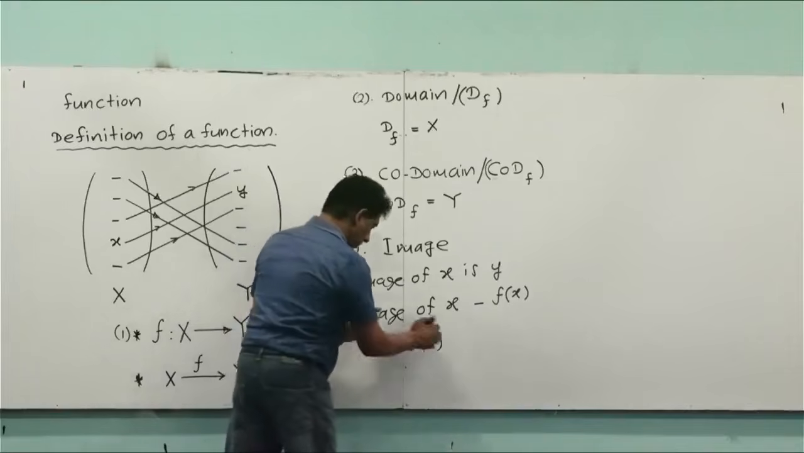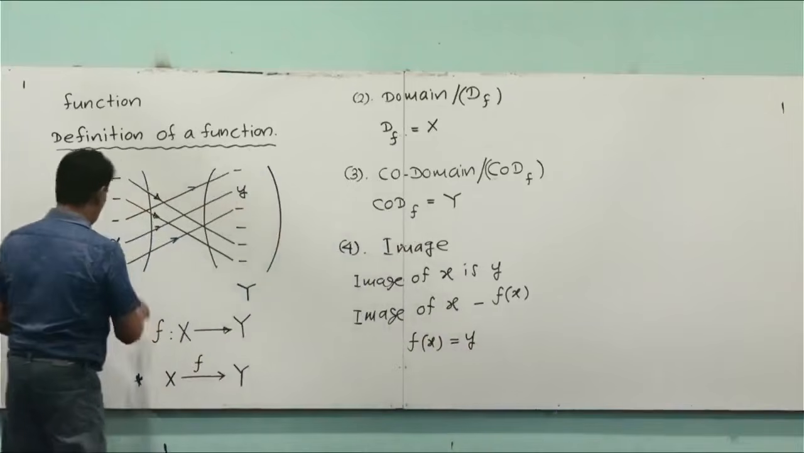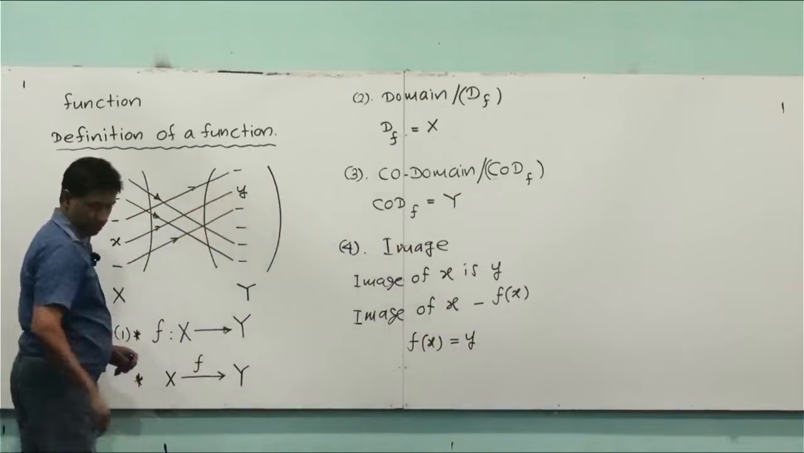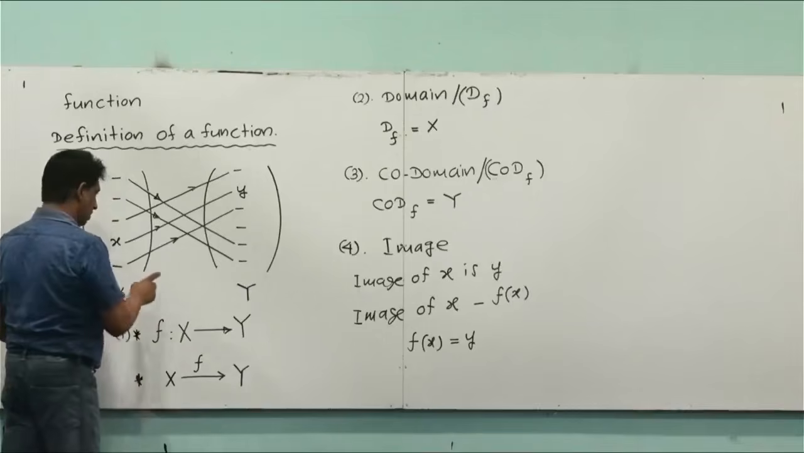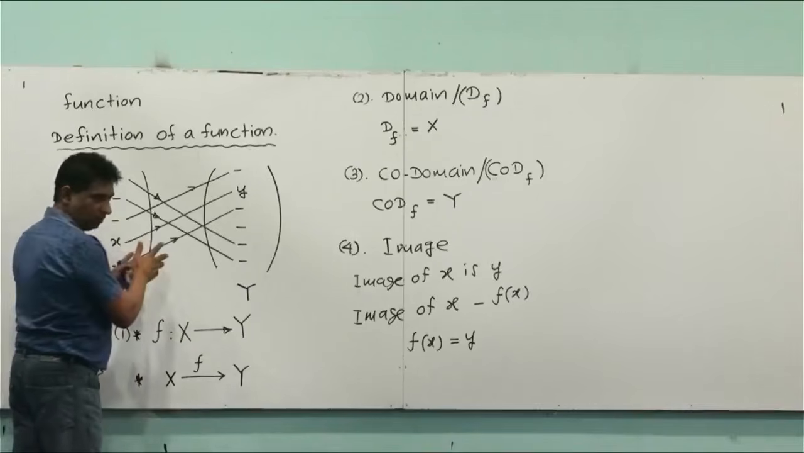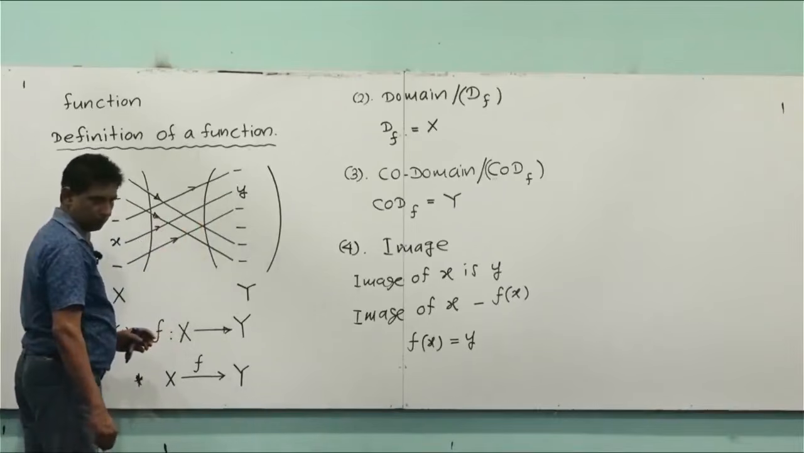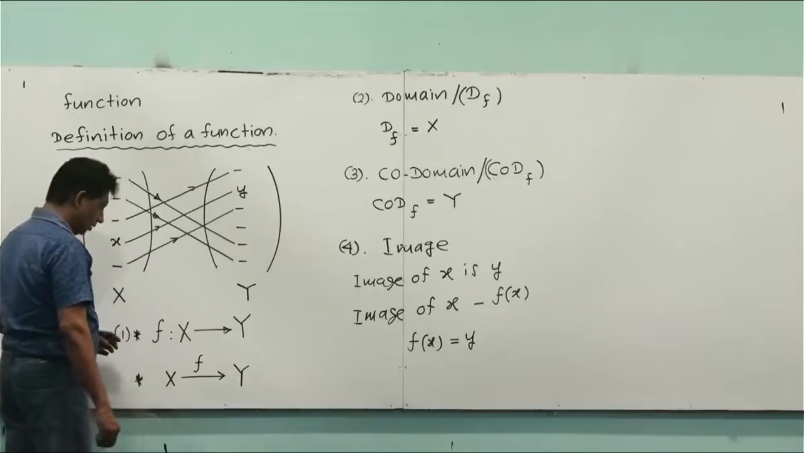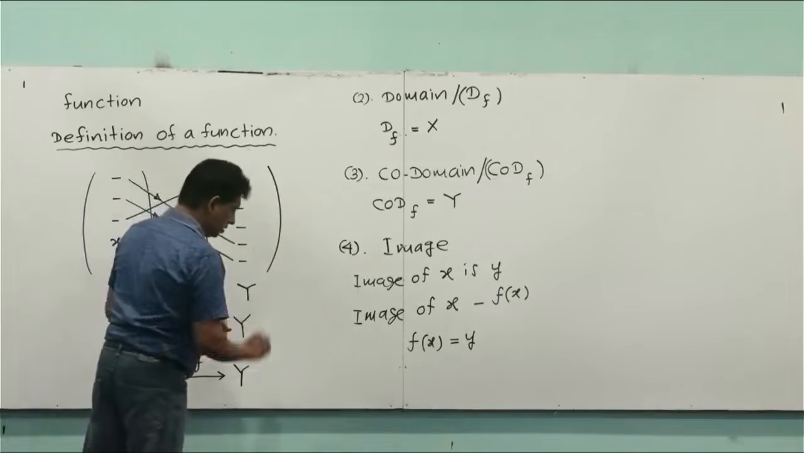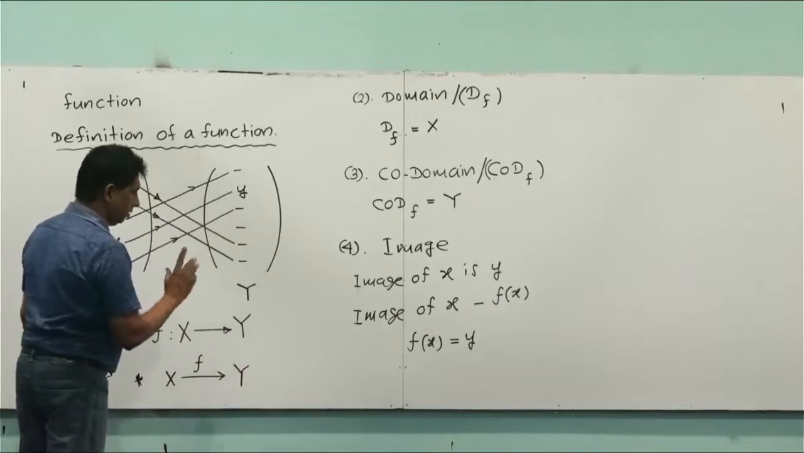Now we can write f(x) is equal to y, no? This element's image is y, right? So how can we write the image of x? Image of x, f(x), no? Then f(x) means y. Okay. This is another mathematical term here, image.